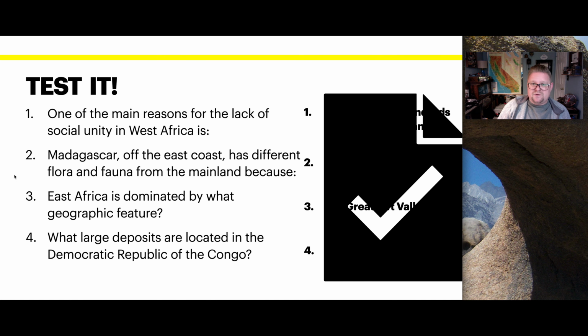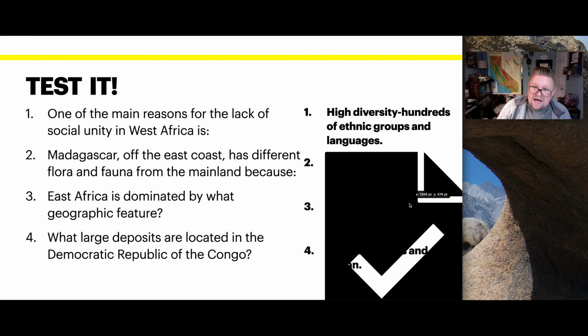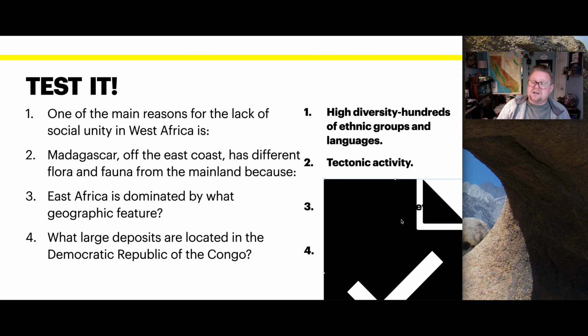So let's talk about the answers real quick. Question 1. One of the main reasons for the lack of social unity in West Africa is the high diversity. There's hundreds of ethnic groups and languages, and it can be quite challenging for people to communicate. And that's not just in normal conversation. That's even politically. Madagascar, off the east coast, has different flora and fauna from the mainland because of tectonic activity.